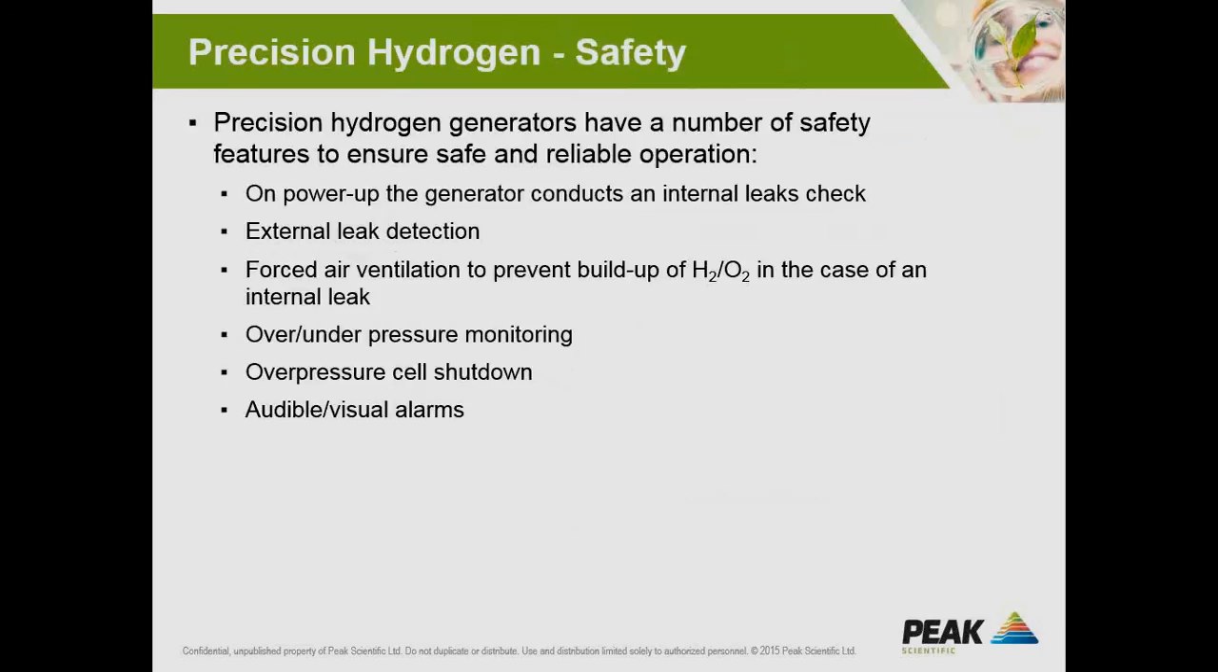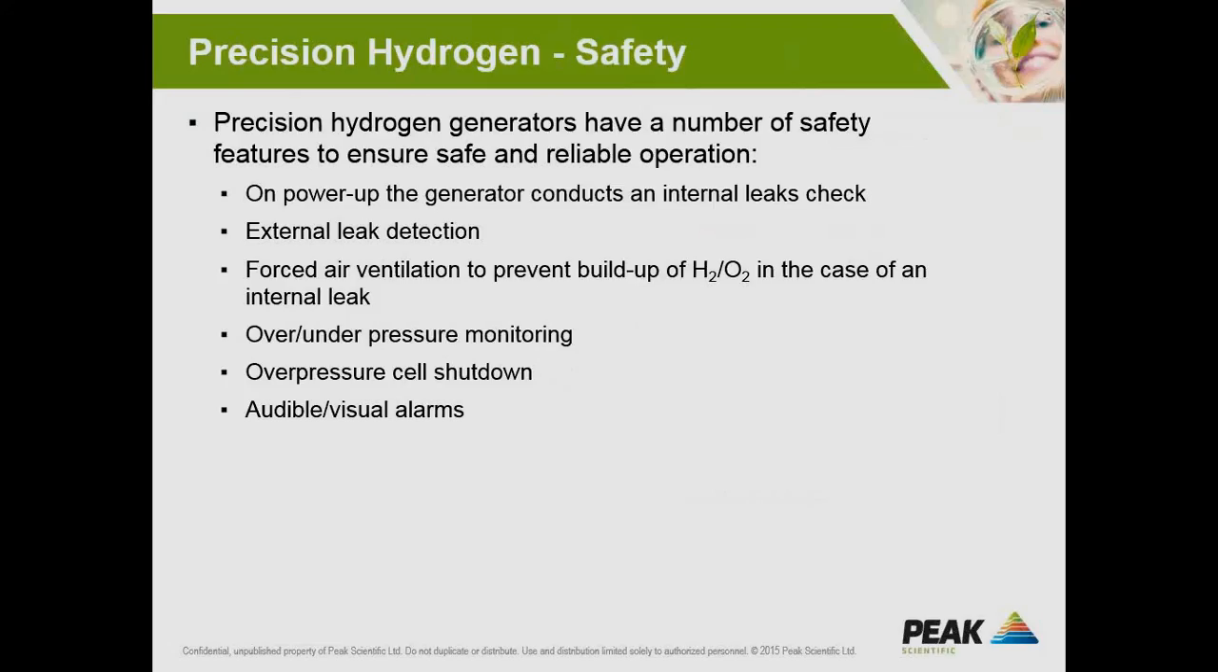So just to go over a couple of the safety features again. When we start the generator up, it conducts an internal leak check, so it will pressurize the system and make sure that there are no internal leaks, and make sure that it can hold the pressure. The external leak detection means that if there was a leak between the generator and the GC, for example, after 20 minutes, the system would shut down. So that this prevents any buildup of hydrogen in the lab or in the GC itself.